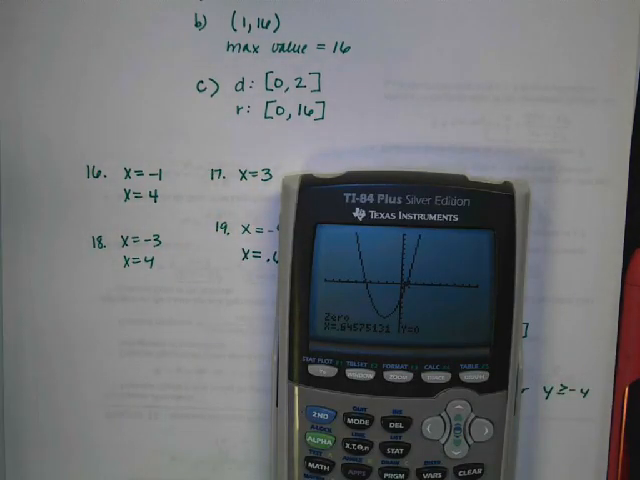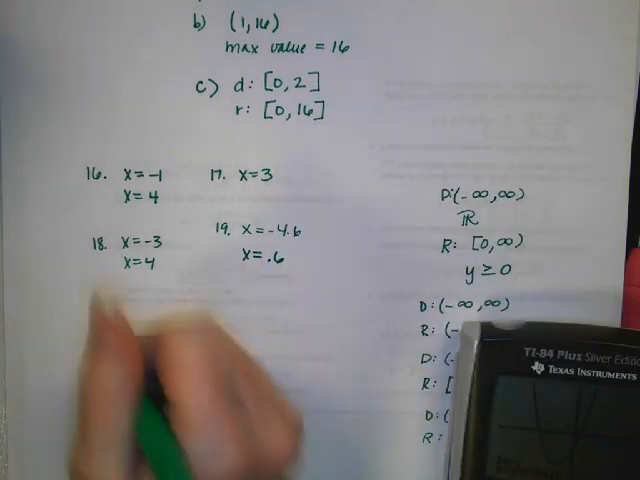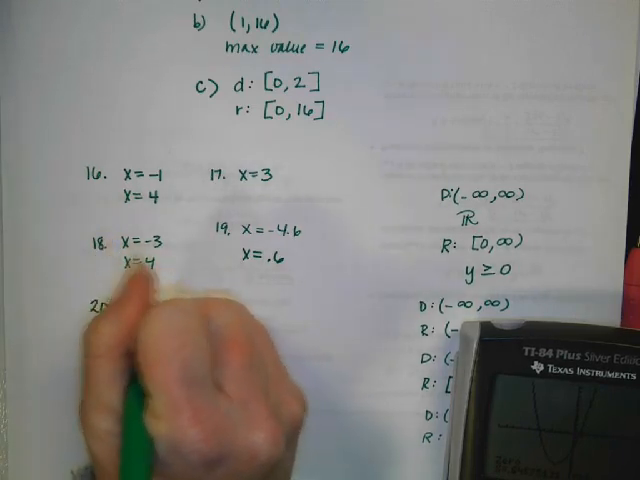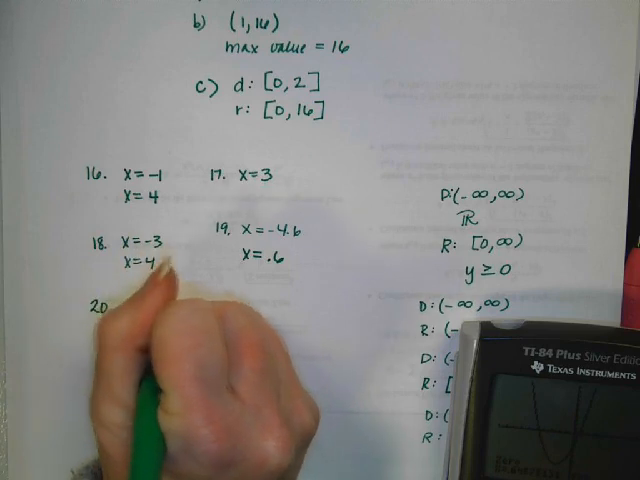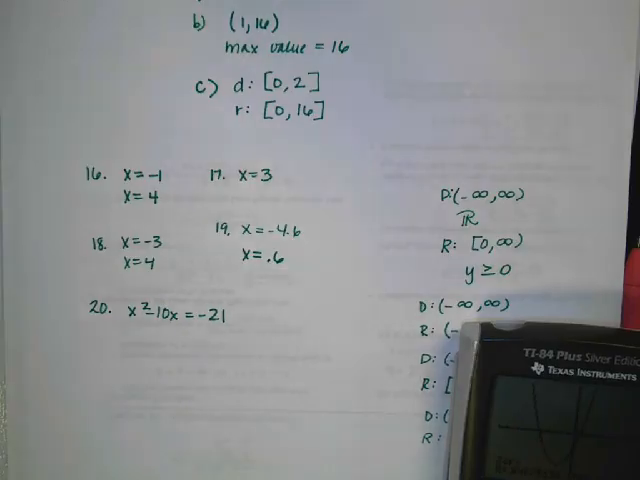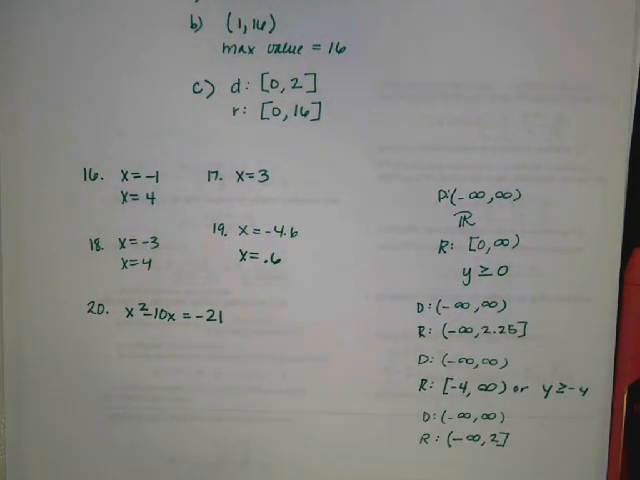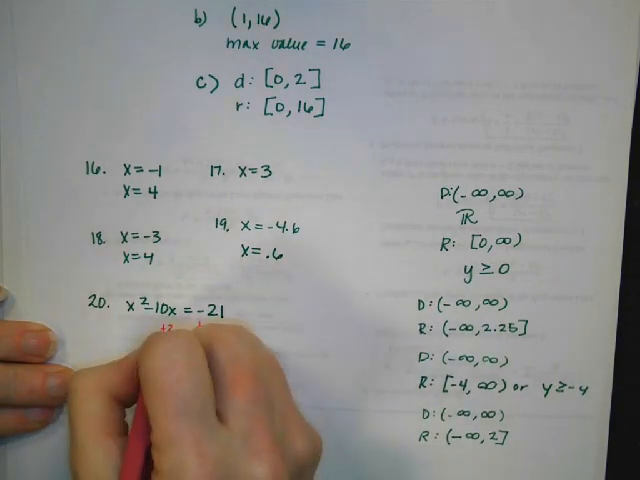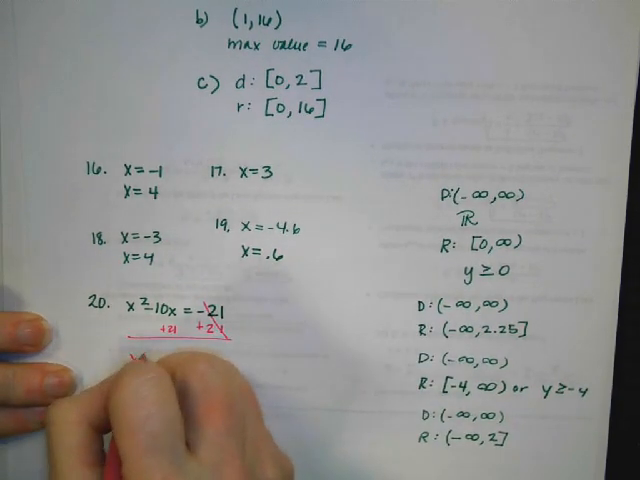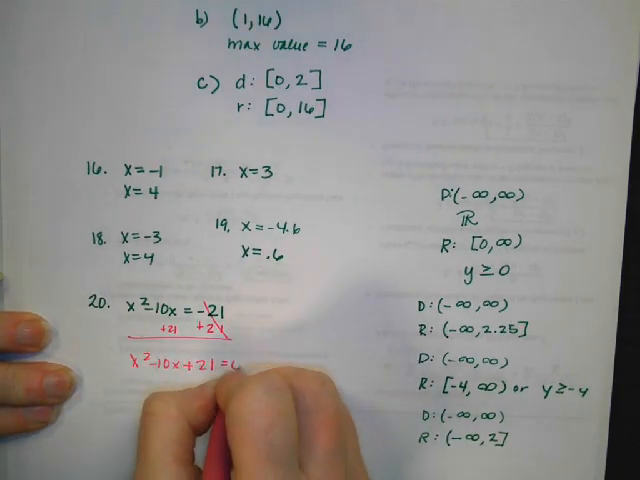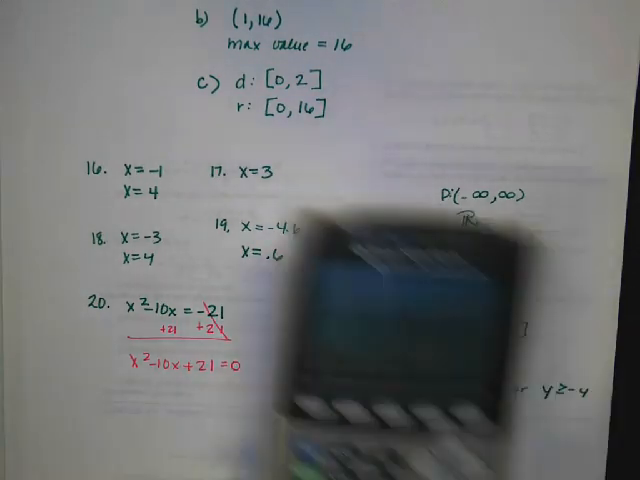All right, and let's look at number 20. Before I do anything on number 20, I want to put this in my calculator, so I need to rearrange it. I'm going to move the -21 over. So I have x squared minus 10x equals -21. I need it all on one side, so I move that negative 21 to the other side. Now I have x squared minus 10x plus 21, and that equals 0, or that equals y. So I can plug it in.